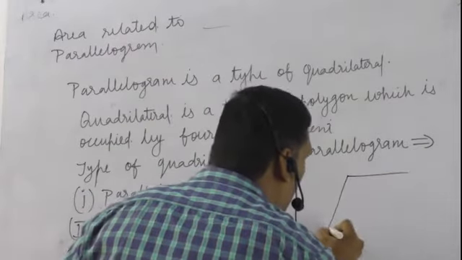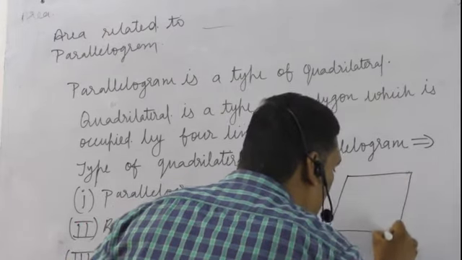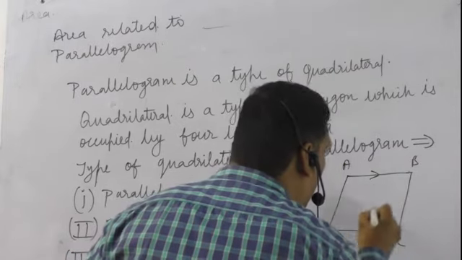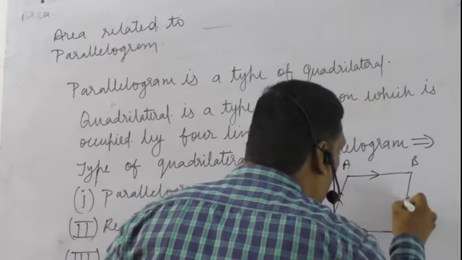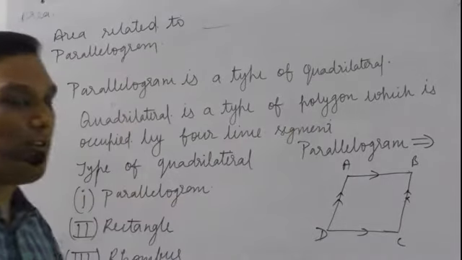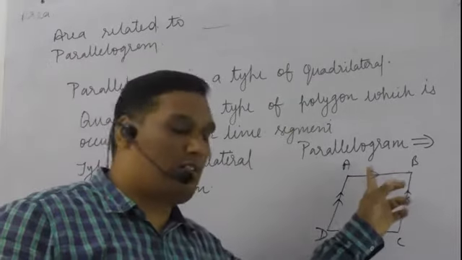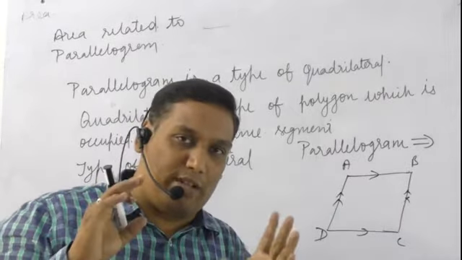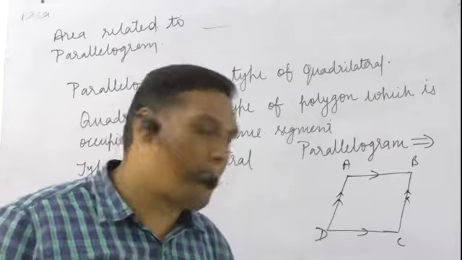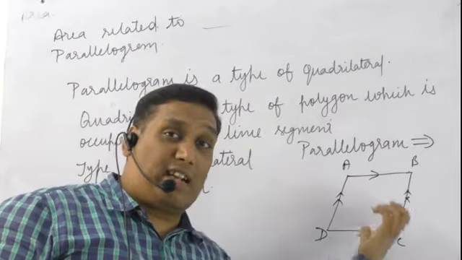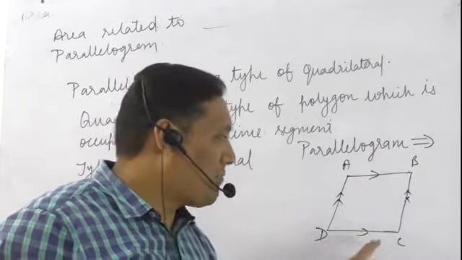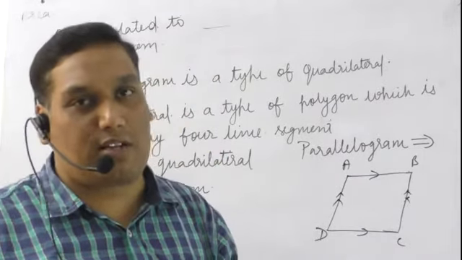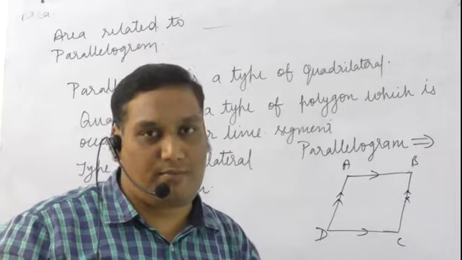Let us have a parallelogram ABCD. Please listen to me very carefully. It is a property of a parallelogram: ABCD is a parallelogram in which pairs of opposite sides are parallel and equal.